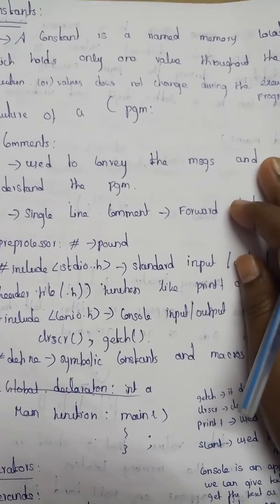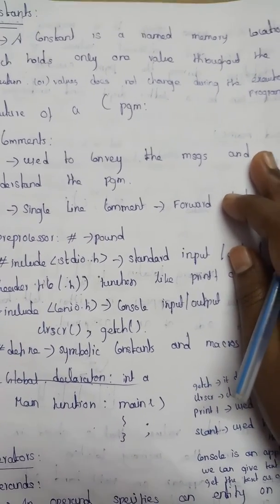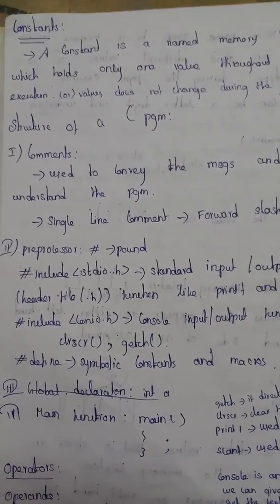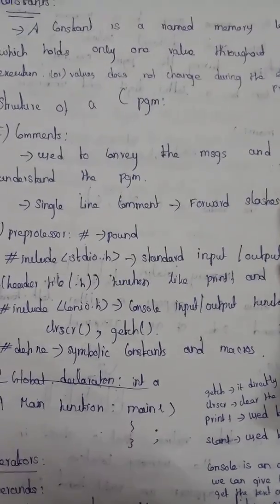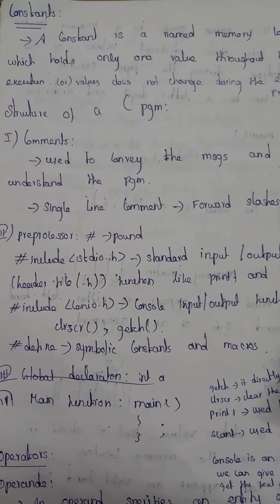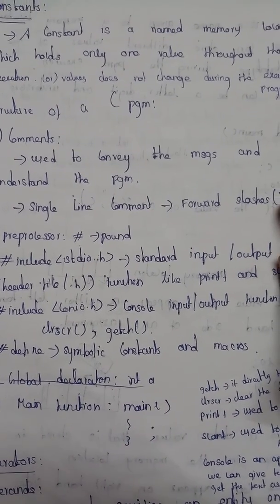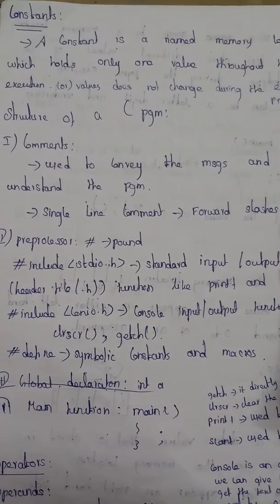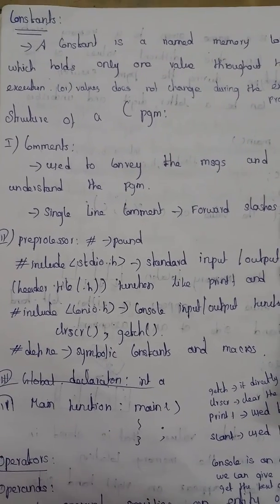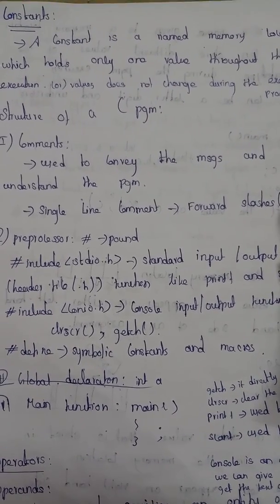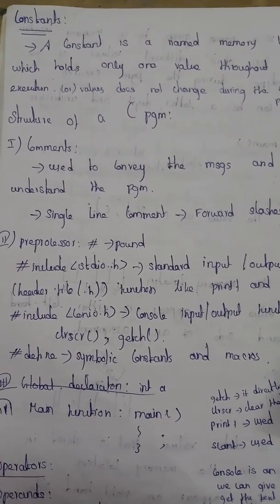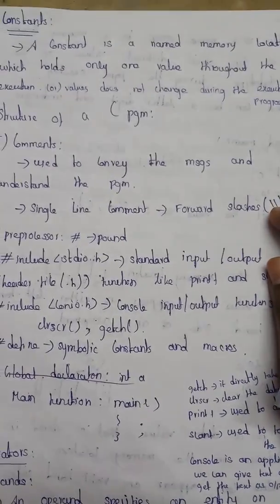What we declare at the start of the program will be used up to the execution of the program. So the next one is the structure of a C program. First we need to give the comment lines, the second one is the preprocessor, and the third one is the main function. So what is the use of the comment lines? It is used to convey messages and to understand the program.